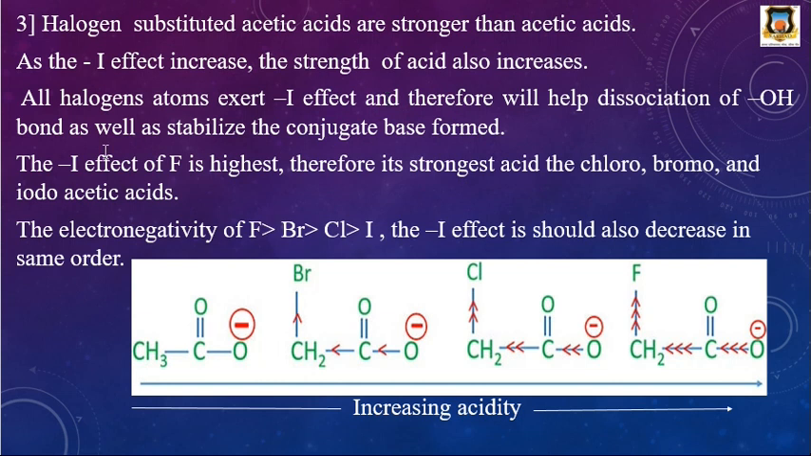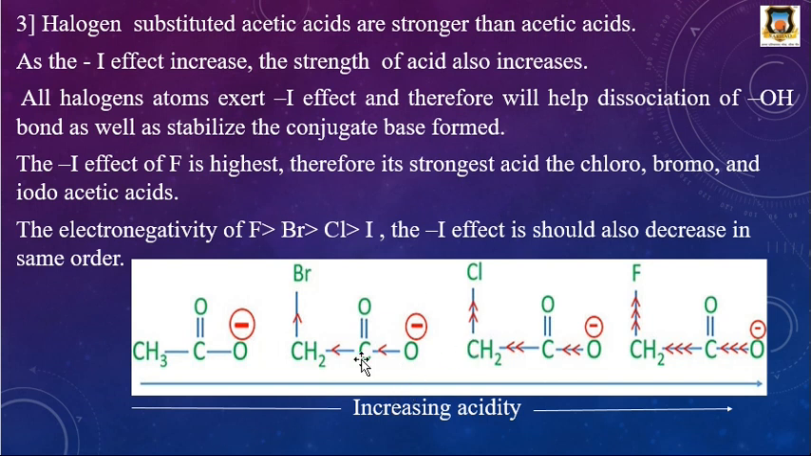The minus I effect of fluorine is highest, therefore fluoroacetic acid is stronger acid than chloro, bromo and iodoacetic acid, because the electronegativity order among the halogens is that fluorine is more electronegative than chlorine, bromine and iodine. Therefore it exerts greater minus I effect. Then also minus I effect decreases in this order. Fluorine exerts stronger minus I effect than chlorine, bromine and iodine.